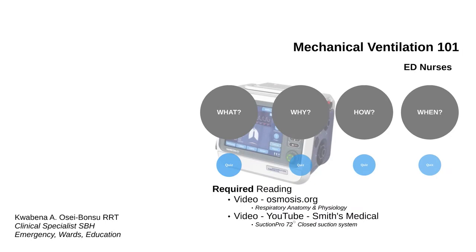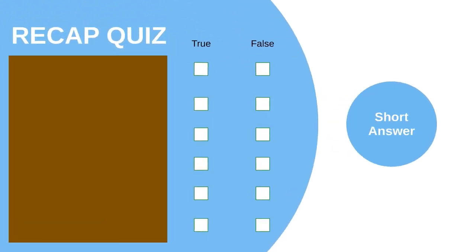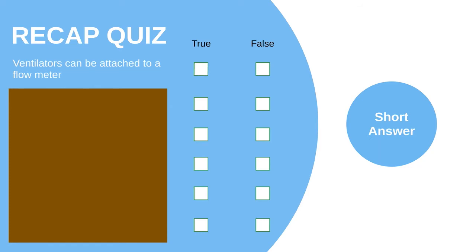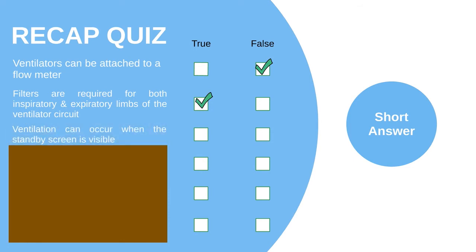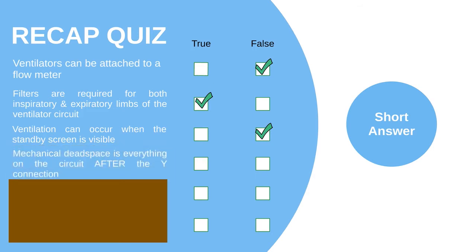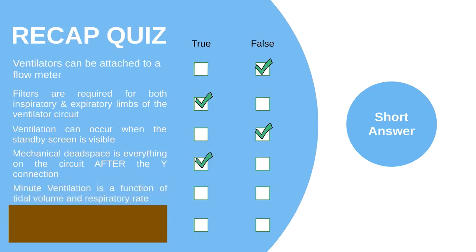All right, so let's go through a little quiz. Ventilators can be attached to a flow meter. That is false. Filters are required for both inspiratory and expiratory limbs of the ventilator circuit. That is true. Ventilation can occur when the standby screen is visible. That is false. Mechanical dead space is everything on the circuit after the Y connection. That is true. Minute ventilation is a function of tidal volume and respiratory rate. That is true.